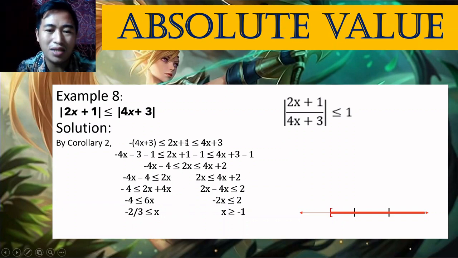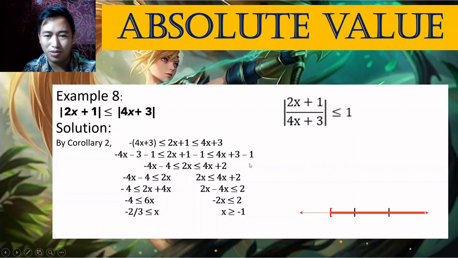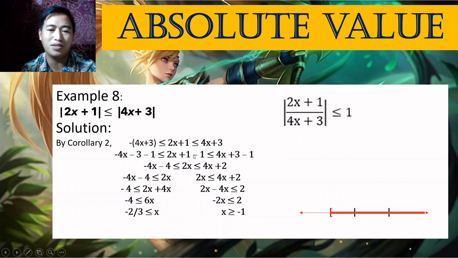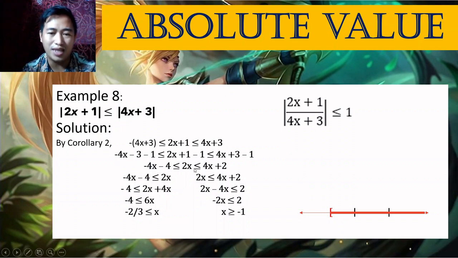Since there is a plus 1 in the middle, we want only 2x left there. So we subtract 1 from each side: minus 1, minus 1, minus 1. This becomes negative 4x minus 3 minus 1, which is negative 4x minus 4, less than or equal to 2x, less than or equal to 4x plus 3 minus 1, which is 4x plus 2.